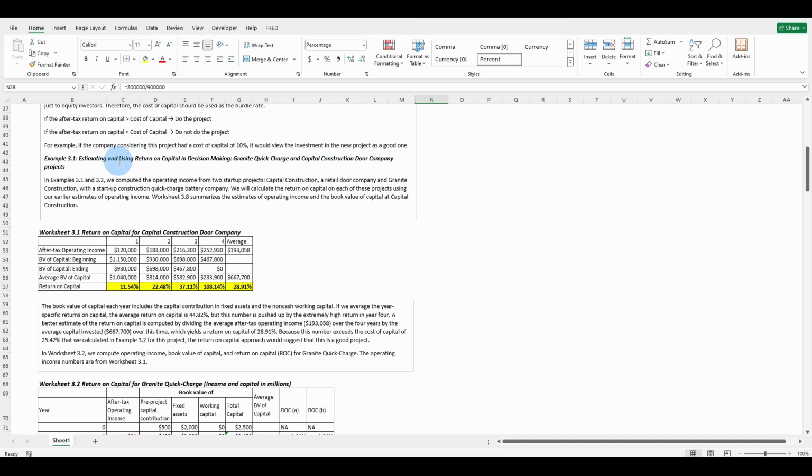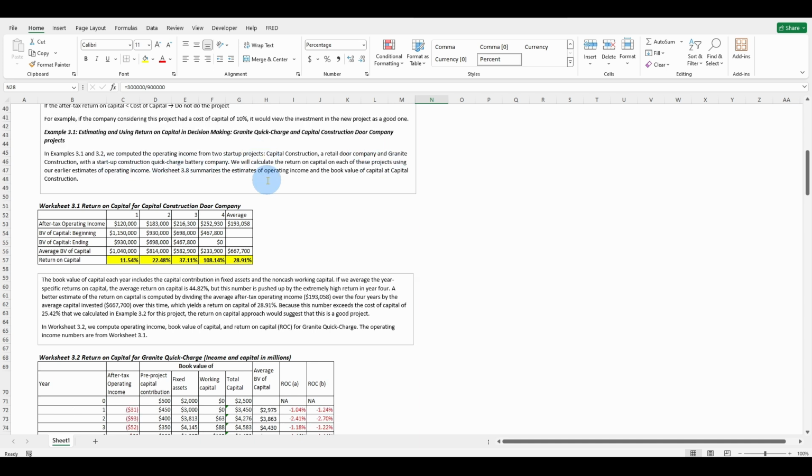Establishing and using return on capital in decision making: Granite Quick Charge and Capital Construction Door Company projects. In examples 3.1 and 3.2, we computed the operating income from two startup projects: Capital Construction and Retail Door Company, and Granite Construction with a startup construction quick charge battery company. We will calculate the return on capital on each of these projects using our earlier estimates of operating income. Worksheet 3.8 summarizes the estimate of operating income and the book value of capital at Capital Construction.